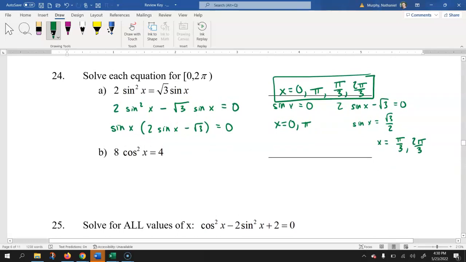So part B, this one we just have the single term, cosine squared of x equals 4. I'm going to do this one a little differently. I'm going to divide both sides by 8. When I divide both sides by 8, I get cosine squared of x equals 4/8, which reduces to 1/2.